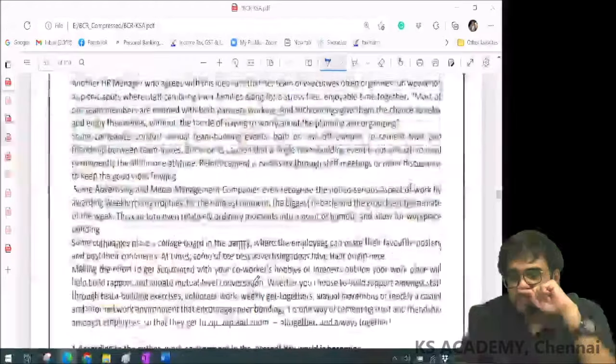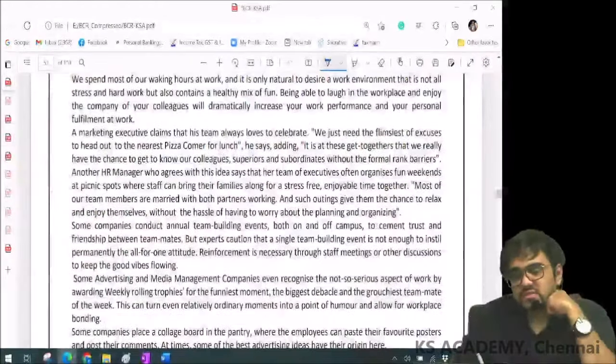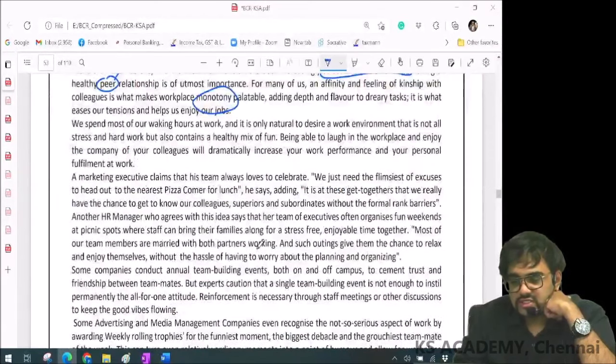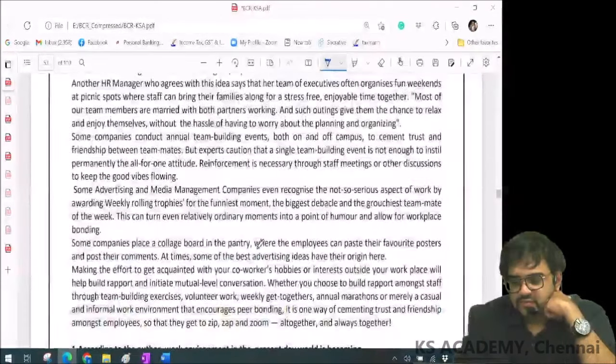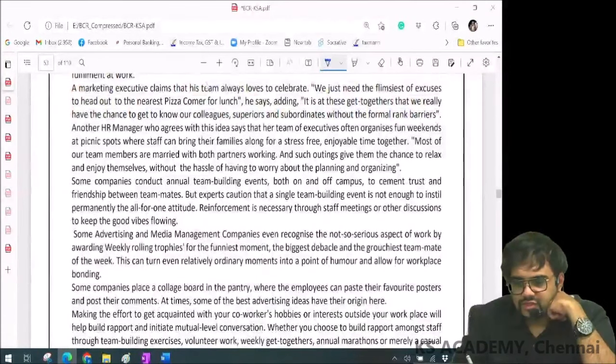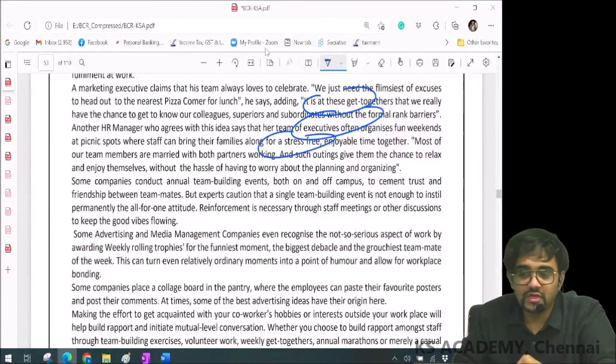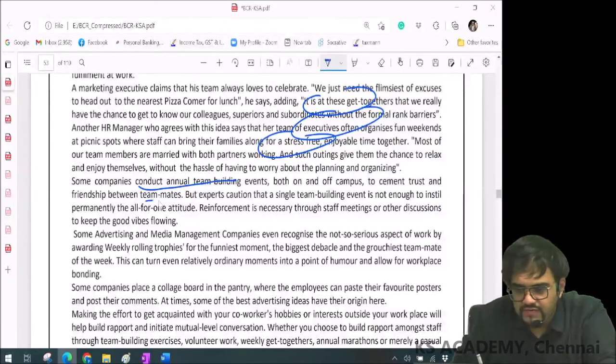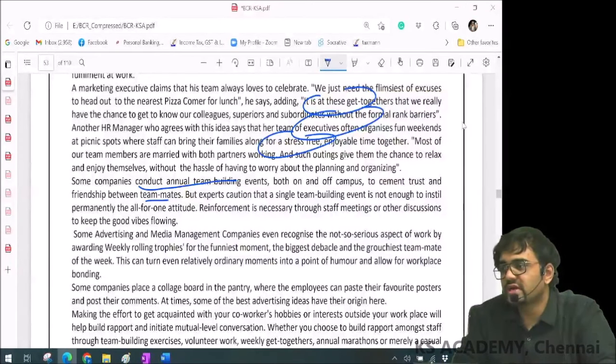Generally here it speaks about, if you see here, it says that you have these get-togethers, which become stress-free and enjoyable. But these get-togethers, like annual team building activities, are just a one-time thing. Yes, you will go there, have fun, and then come back to your old boring job again.